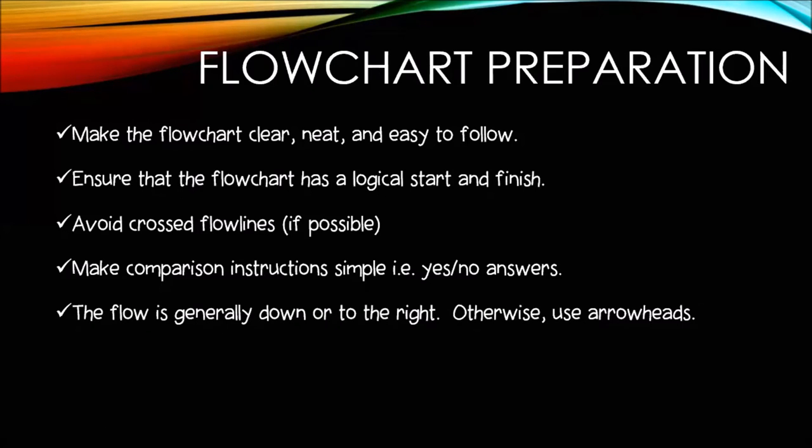The flowchart is generally down or to the right, otherwise use arrowheads. So this will make sense a little bit later on. Once you are creating your flowchart, normally you will continue in a downward motion, or if you have to branch off, your first branch will always be to the right. So in the cases of true and false or yes and no options, your yes will be to the right in most cases, while your no is going to be to the left.